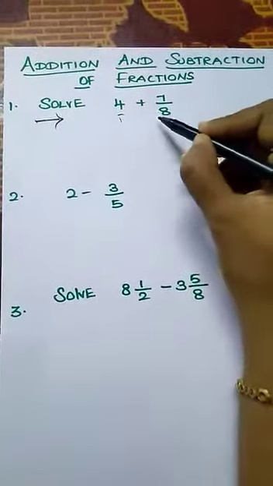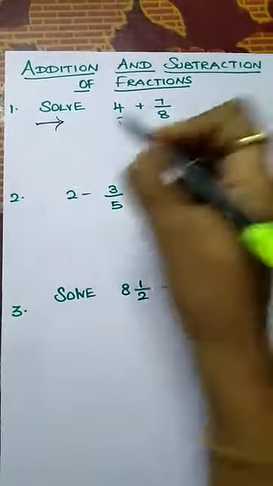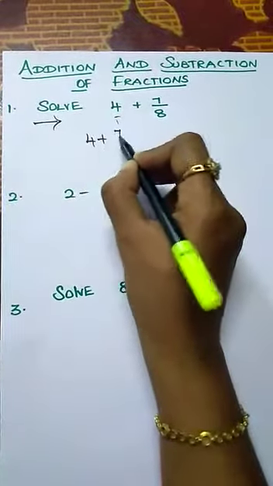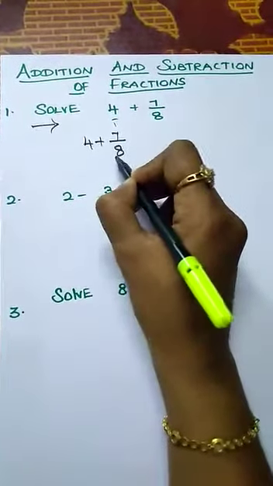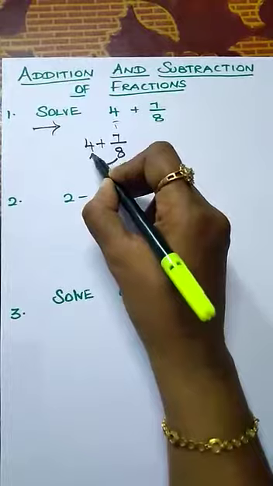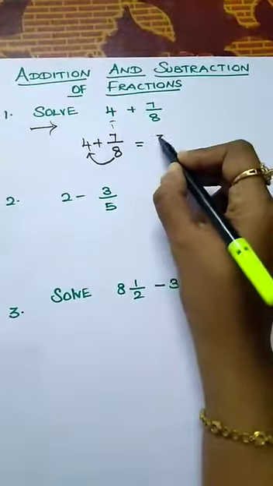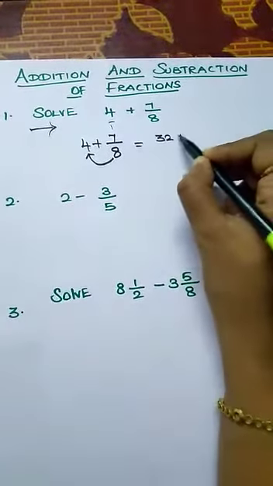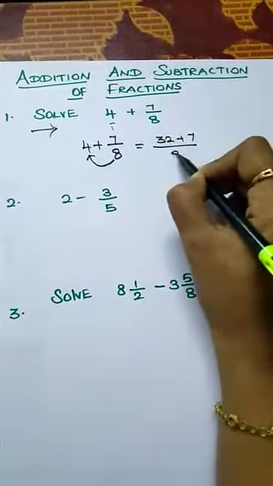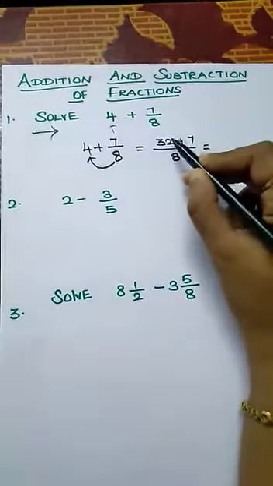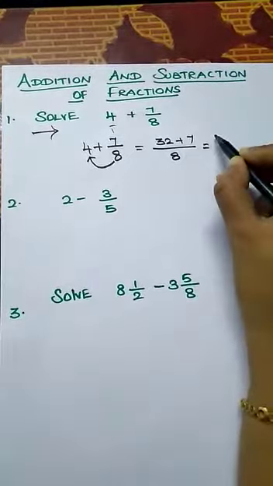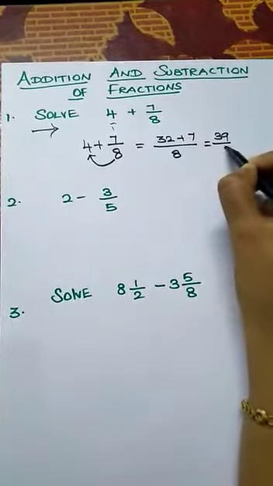First, I am going to explain the cross multiplication method. The given question is 4 plus 7 by 8. Directly we multiply the denominator with the first number. 8 4s are 32. What is our next value? 7. The common denominator we write is 8. So the answer is 32 plus 7 by 8. What is the answer? 39 by 8.